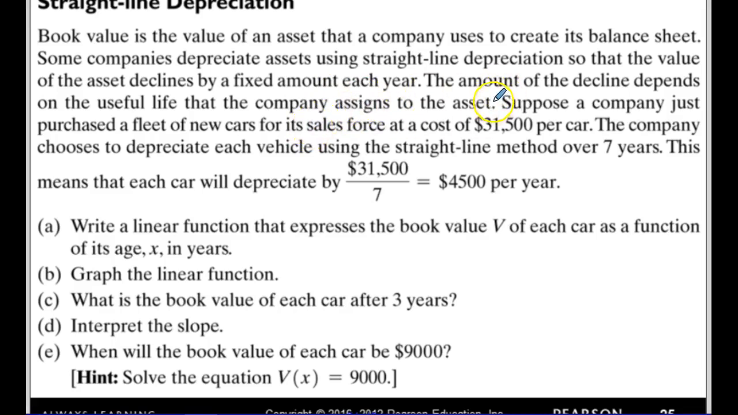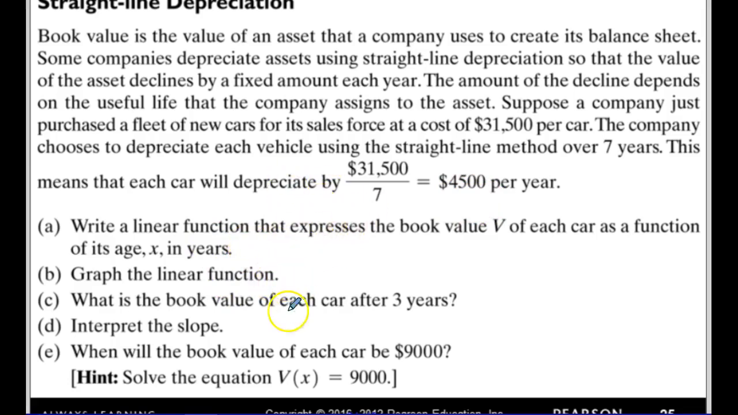So here we're actually talking about cars. So suppose a company just purchased a fleet of new cars for its sales force at a cost of $31,500 per car. The company chooses to depreciate each vehicle using our straight line method over 7 years, so that each car depreciates $4,500 per year. So first we have to write a linear function that expresses that depreciation.